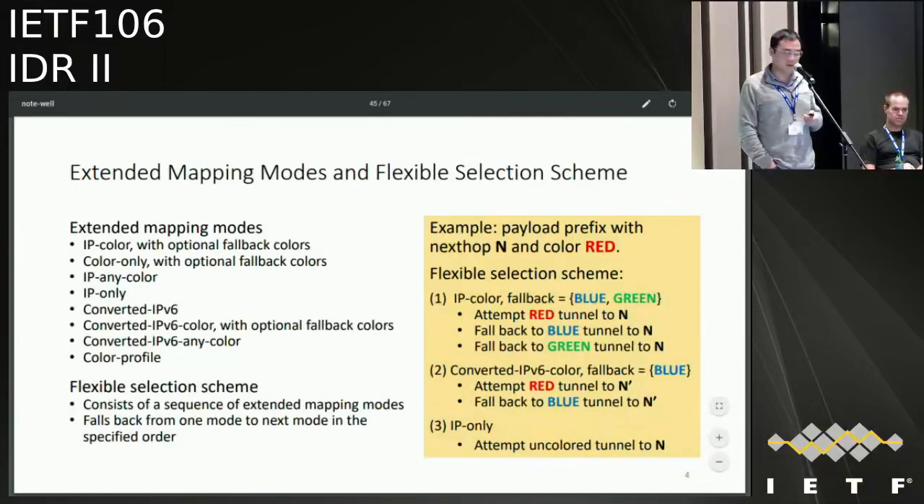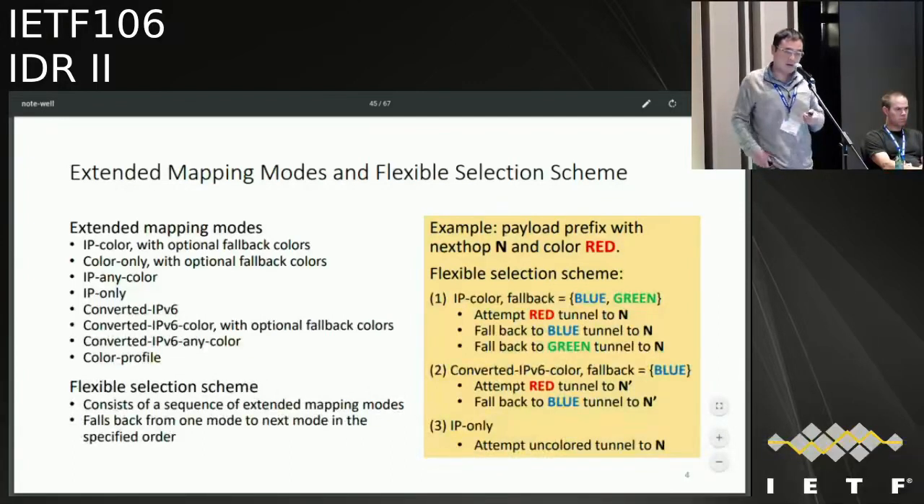Each scheme consists of a sequence of extended modes in the fallback order, meaning that you select your tunnel based on the first mode. If it's unsuccessful, you move on to your second mode, and a third mode, and so on. So in this example, we have a payload prefix with next hop N and color red, and the user may define a scheme and attach it to that payload prefix. There are 3 modes in this scheme.